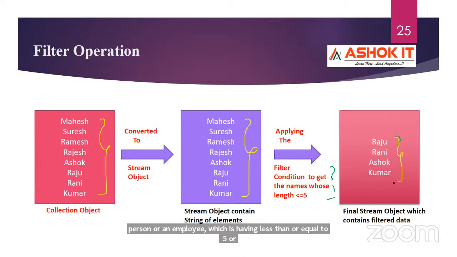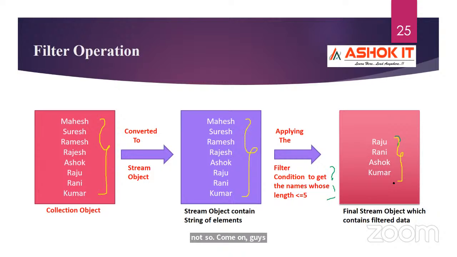Right or not, guys? Yes. So hope you guys understand the filter operation. You have a bunch of names initially in the collection object. That bunch of names we converted into a stream object. After converting into the stream object, you are applying what? Filter condition. What is our filter condition, sir?